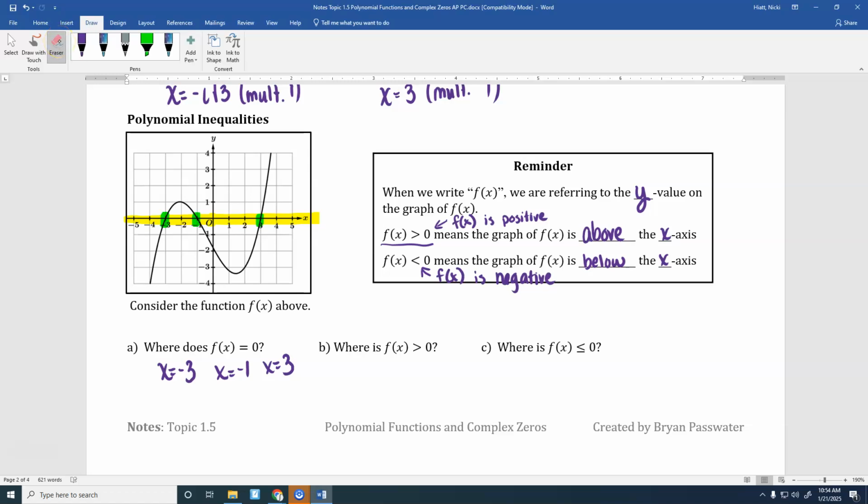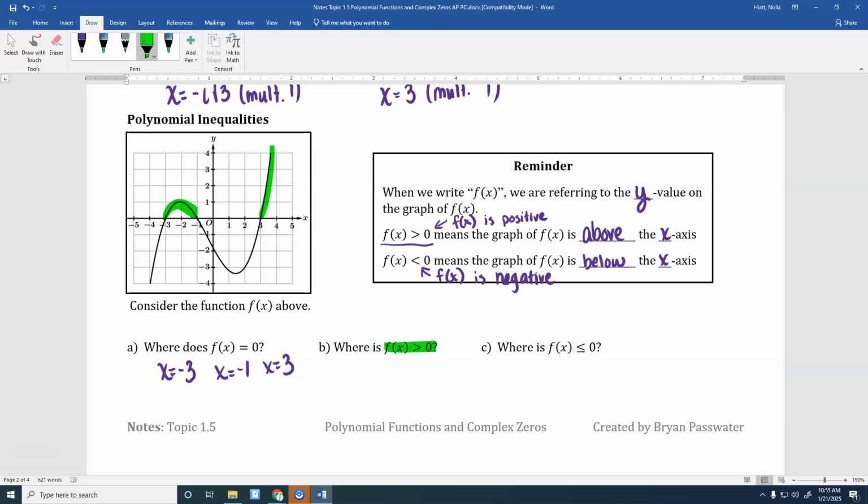I'm going to erase my highlighting here so that I can answer the next part. If they ask us where f of x is greater than 0, it's talking about where the y coordinates are positive, which we said means that our graph is above the x-axis. So f of x greater than 0 would be talking about this part of the graph and this part of the graph.